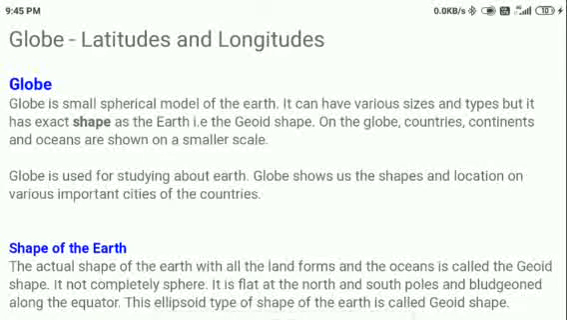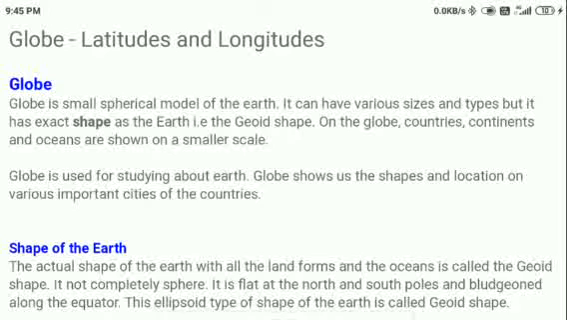Today we are going to talk about the globe, its latitudes and longitudes. So what is a globe? A globe is a small spherical model of the earth. It can have various sizes and types, but it has the exact shape of the earth. That means the geoid shape.